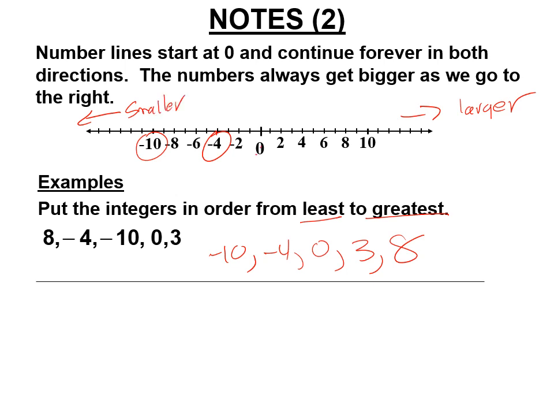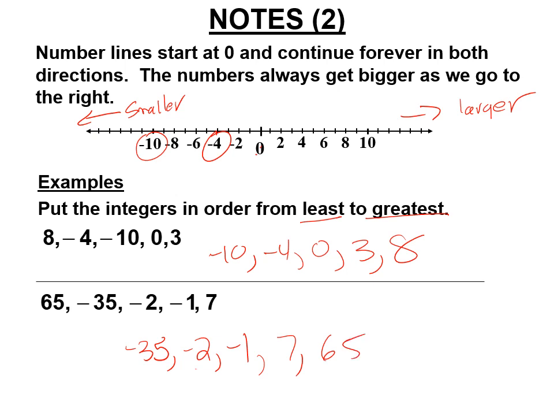But the number line starts at 0 and goes forever in both directions. So the lowest number here, negative 35. Then it goes negative 2, then negative 1. Negative 2 is smaller than negative 1, right? Because negative 2 is that way. And then we have 7 and we have positive 65.